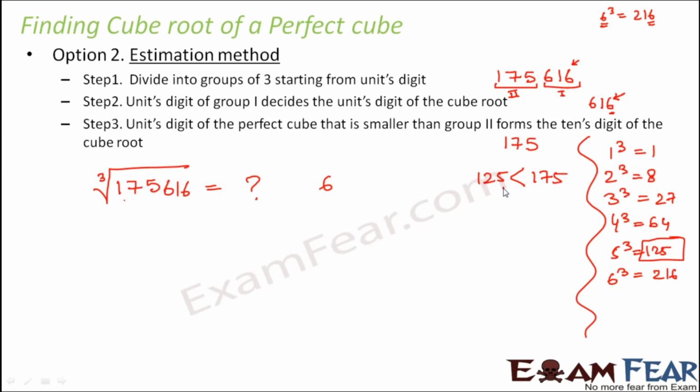Now focus on the units digit of 125. So the units digit is 5. So this 5 will become the tens digit of the cube root. So the cube root of this number will be 56. And this is exactly the same result that we obtained by the prime factorization method. So here you would have seen that we did not do any multiplication or division or factorization. We just did a kind of estimation. So that is why it is called the estimation method.